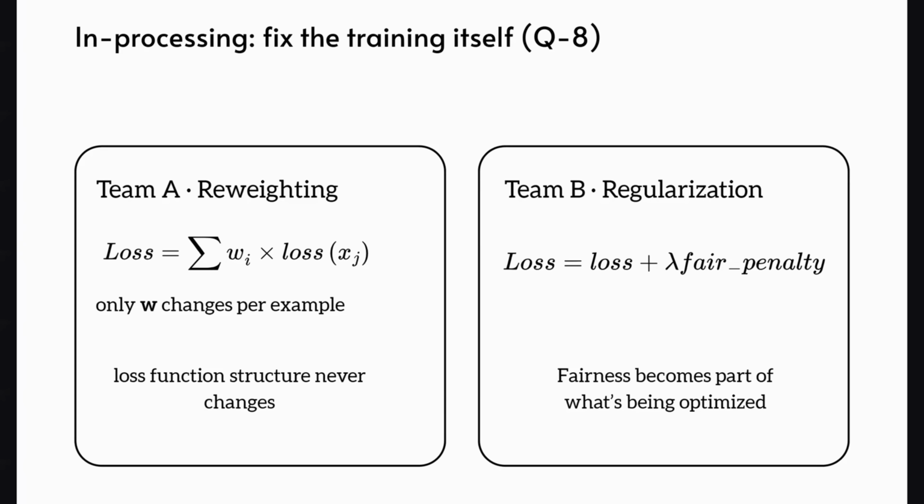Second is regularization. We all know what regularization is. You are adding a fairness penalty. Fairness becomes part of what's being optimized. In reweighting, the loss function structure is not changing. You are still using the same loss function structure. Here you are actually adding a fairness penalty based on lambda.